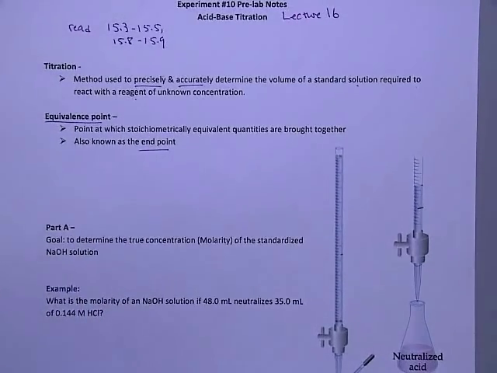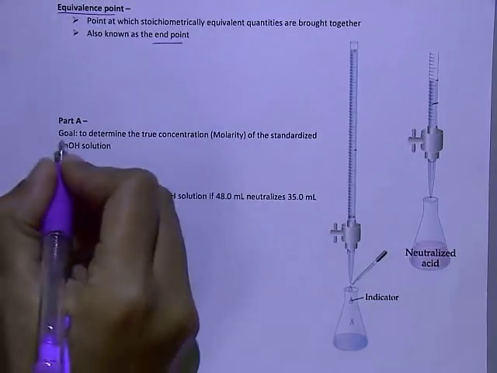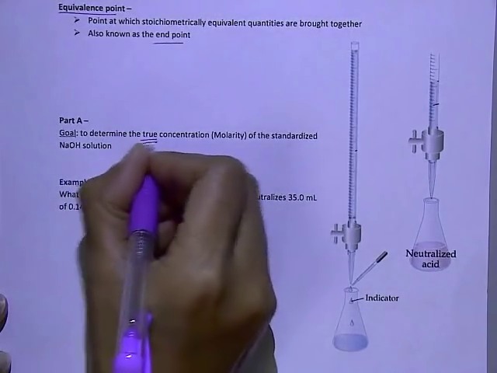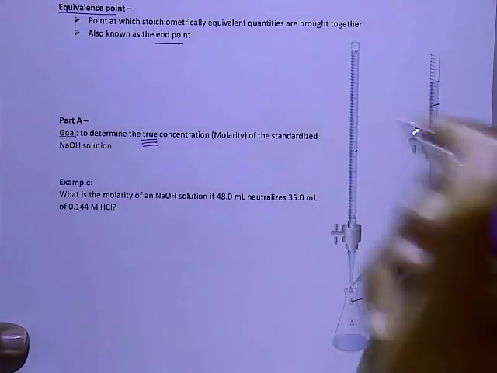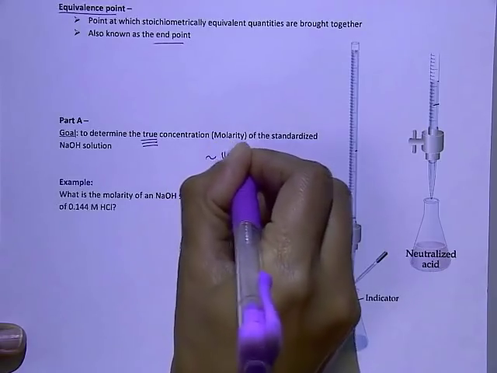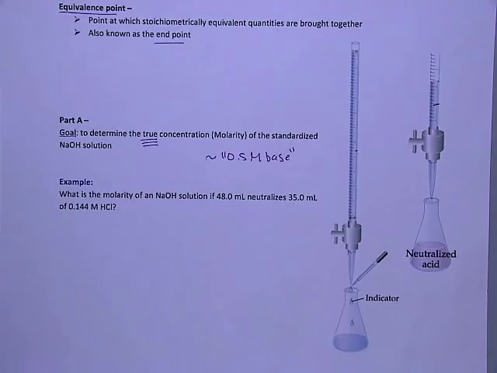So let's just dive right into each part of the experiment. You're going to be working in pairs this week. In part A, the goal is to actually determine the true concentration and molarity of the standardized solution. So if you look into your lab manual, it says that you're actually preparing a standard sodium hydroxide solution. That sodium hydroxide solution we're referring to as approximately 0.5 molar base. So it's not exactly 0.5 molar, it's around 0.5 molar, but we're going to be using titration to identify exactly what that concentration is.